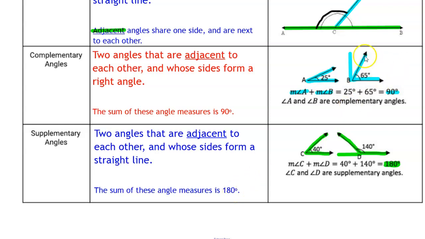So this is a two-way street. If I can identify that two angles are complementary angles, then I know that their sum is 90 degrees. And if I can prove that two angles have a sum of 90 degrees, then I can say they're complementary angles. Same way with supplementary angles.